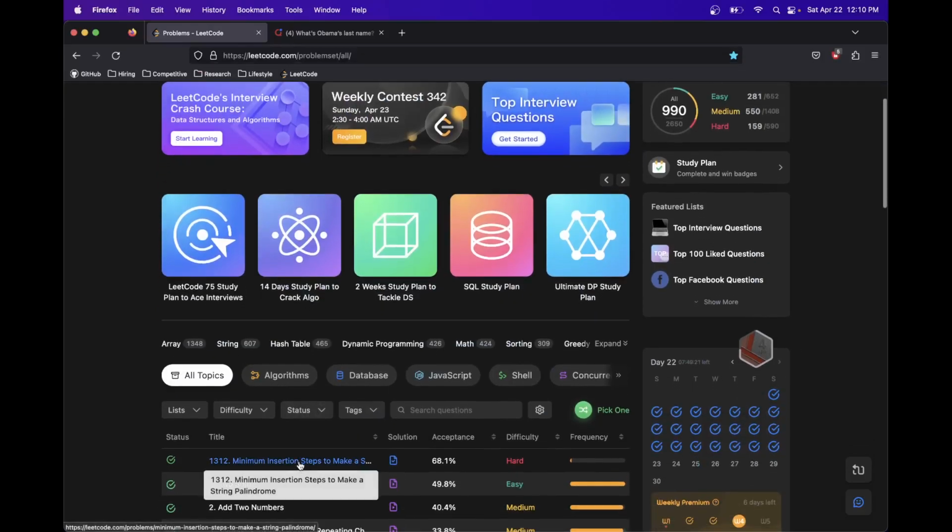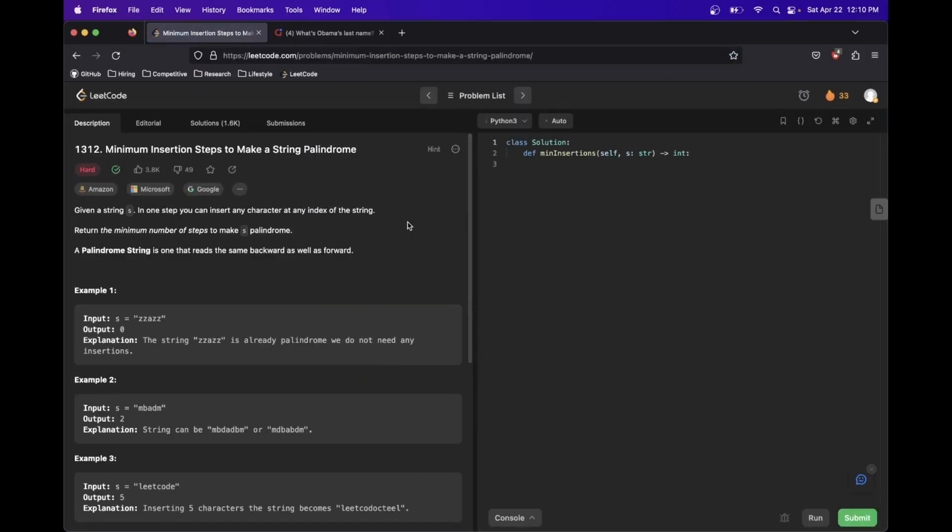So the daily is minimum insertion swaps to make a string a palindrome. And it's pretty self-explanatory. We're given a string and we want to know how few characters we can insert to make it into a palindrome. So in example 1, it's already a palindrome, so we just don't do anything.